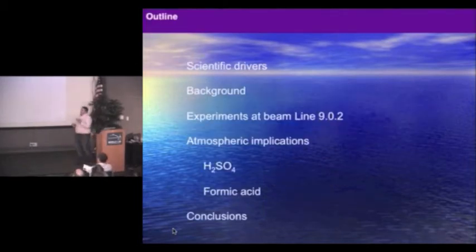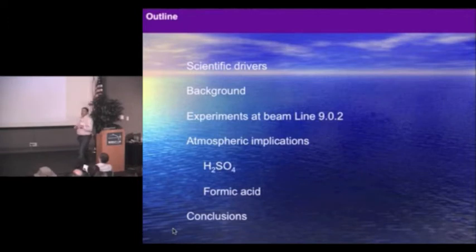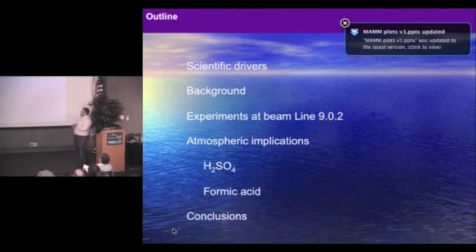So I was told, not everybody is an atmospheric scientist, so I was very mindful of that when I came with the talk. I'm going to go through a bit of the drivers and why we're doing the work that we're doing, some of the background to try and set it in context, then the actual experiments that we did, and I've got a couple of atmospheric implications. First off is one that we postulated for the formation of sulfuric acid in the atmosphere. Hopefully it will become obvious why that's important.